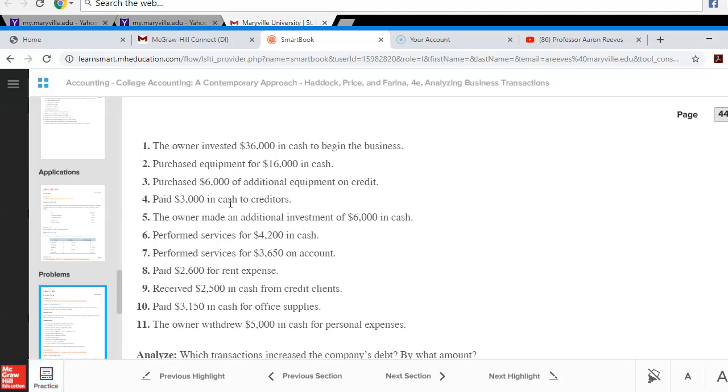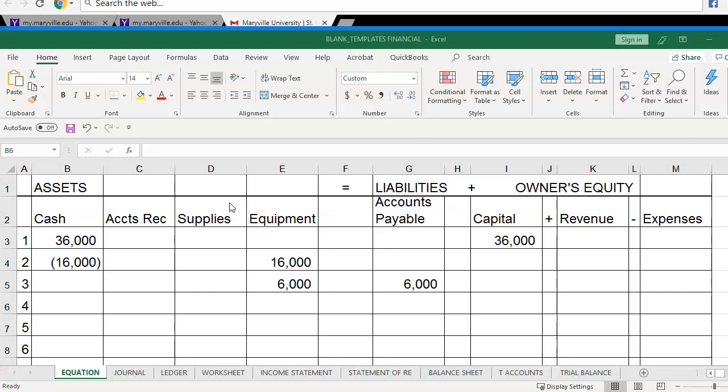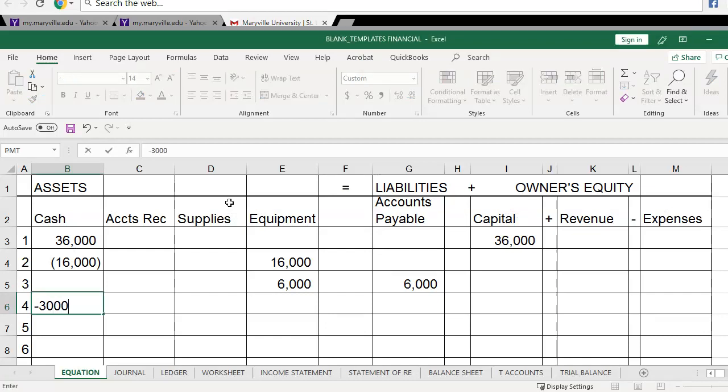I'm paying it to a creditor, meaning that my liabilities are now going to decrease, and my cash is also going to decrease. So I'm going to put minus $3,000 in my cash account and minus $3,000 in accounts payable, because now I have less cash, but I also owe less to my creditors. Again, every transaction must be in balance. So whatever you do on the left-hand side for the assets, unless it involves two asset accounts, then you must do the same thing on the right-hand side of the equation.